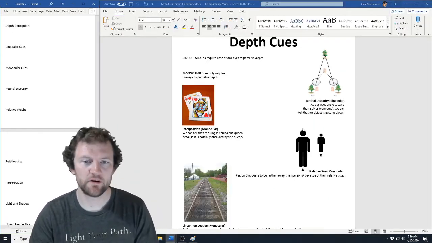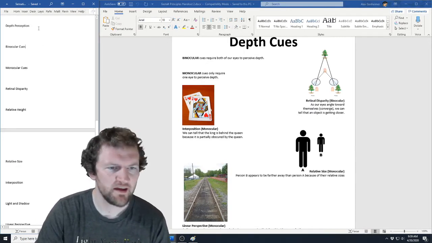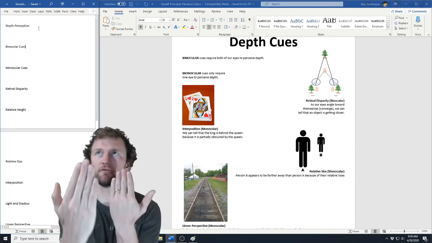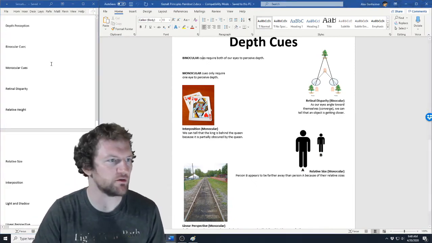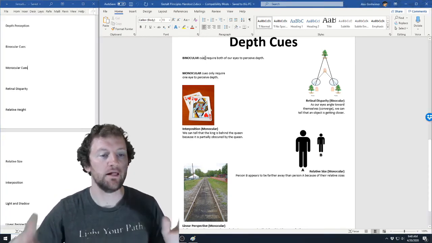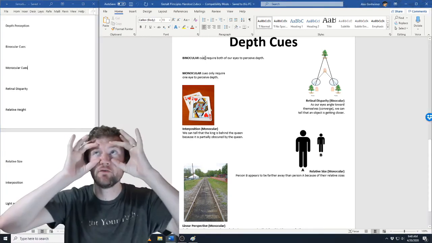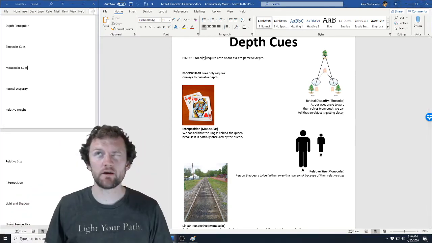I made this little worksheet a while ago on depth cues. So the next section is depth cues, and they are the ways that we can tell things are in front or behind based on 2 categories of cues. And the 2 categories of cues are binocular cues or monocular cues. Binocular cues require 2 eyes to work. So it's the ones that stop working when you close one of your eyes.